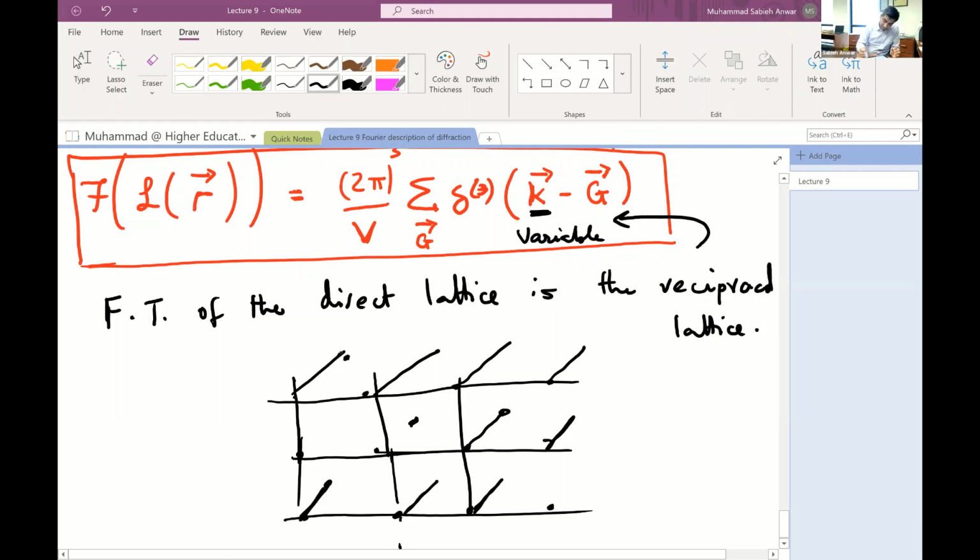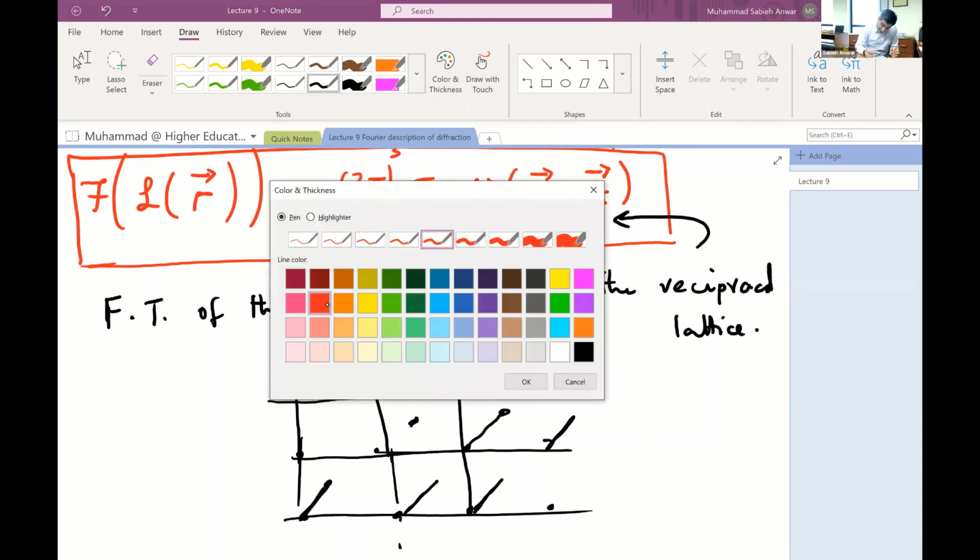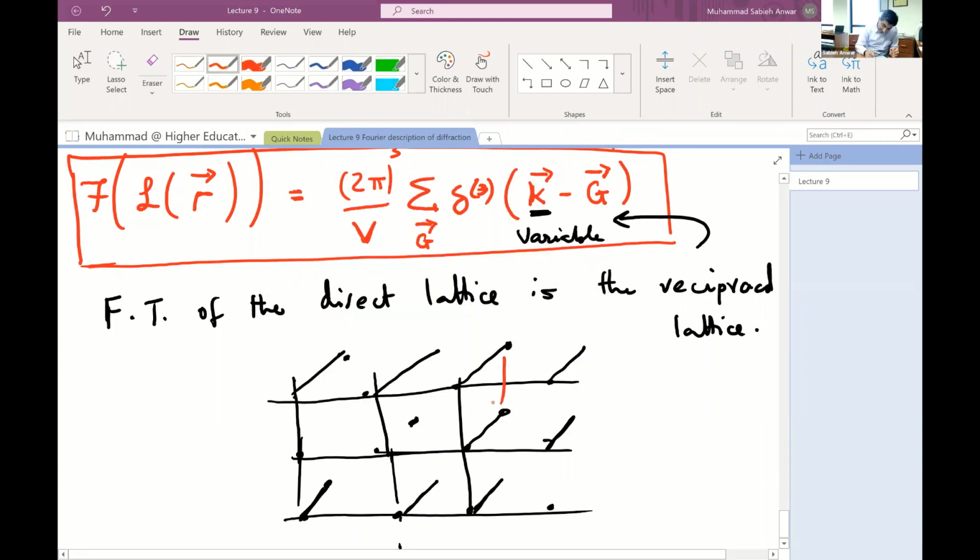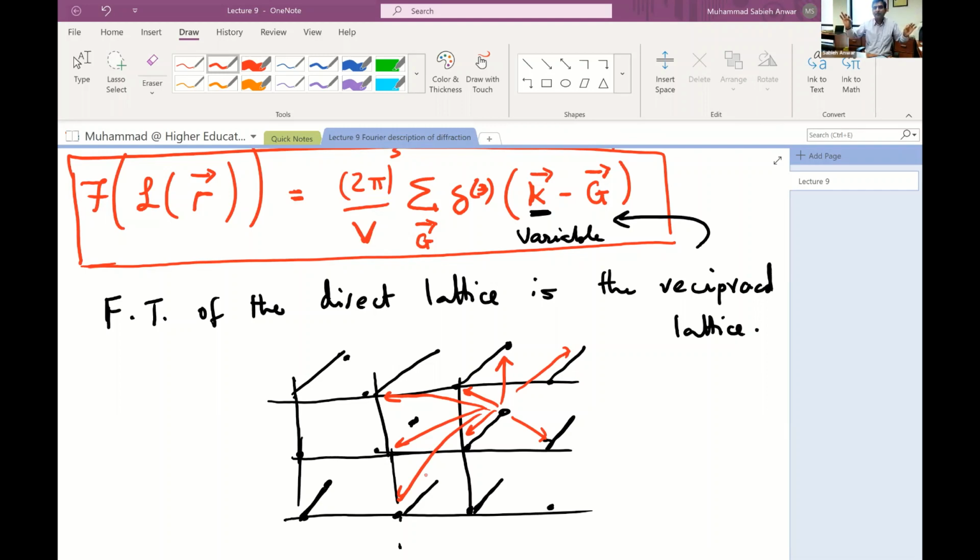So only points which are separated from some origin by G's. So these are my G's. These are my G vectors. Only these points have a Dirac delta function existing at those points. So this is what a lattice means in the reciprocal space. So the reciprocal lattice is the Fourier transform of the direct lattice.